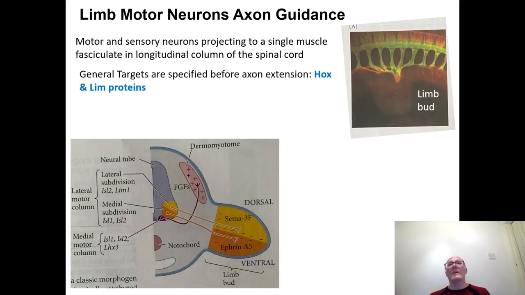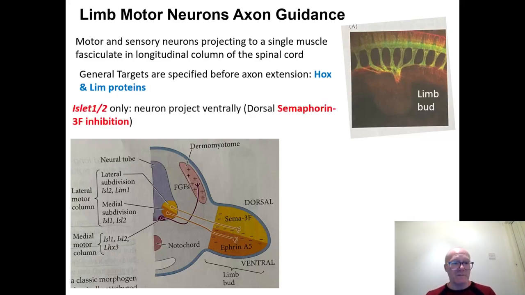Now, how these neurons project is already predetermined even before the axon starts to extend. And it is predetermined by HOX gene expression and LIM gene expression. So HOX genes and LIM genes control the initial direction of travel of these axons. For example, an example of LIM genes that are involved in this are Islet1 and 2.